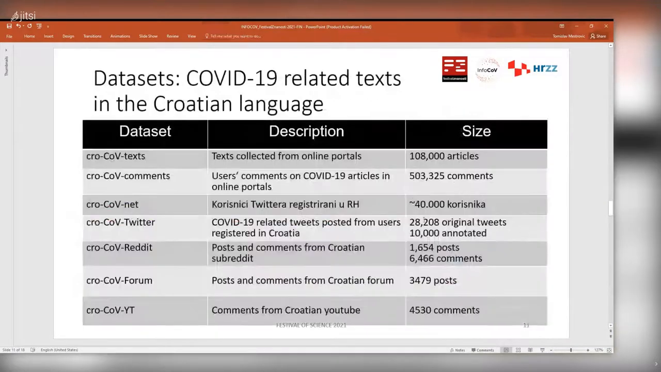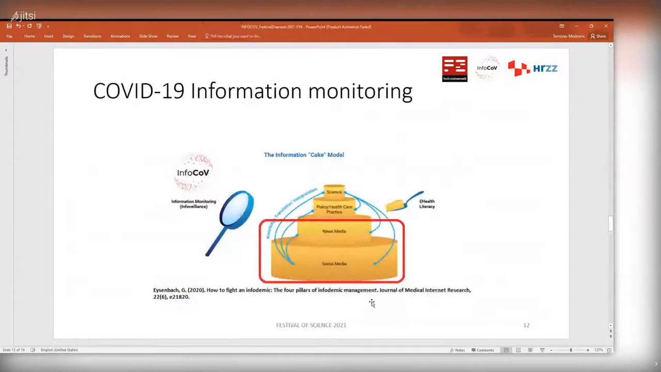For our whole research, we collected large data sets of COVID texts. We collected more than 100,000 articles from online news portals in Croatian language, posted from the beginning of the pandemic. Then we collected more than 500,000 comments of users on those articles. We collected the whole Twitter network of users registered in Croatia, and we collected COVID posts from Twitter, Reddit, a Croatian forum, and YouTube. And then we analyzed this data.